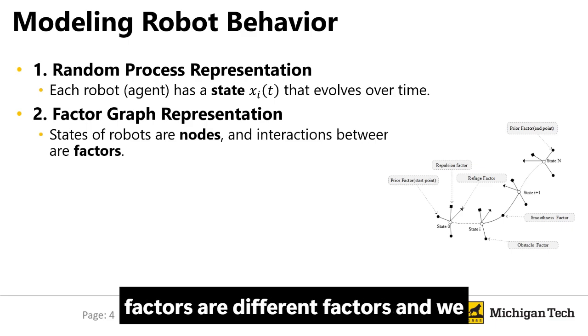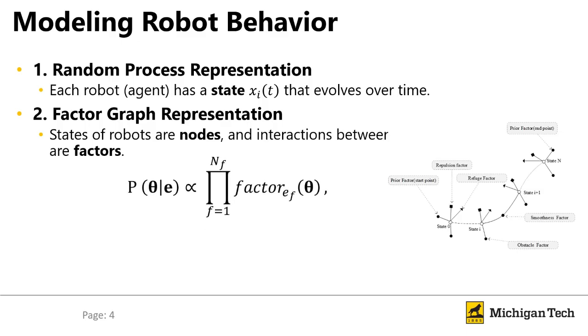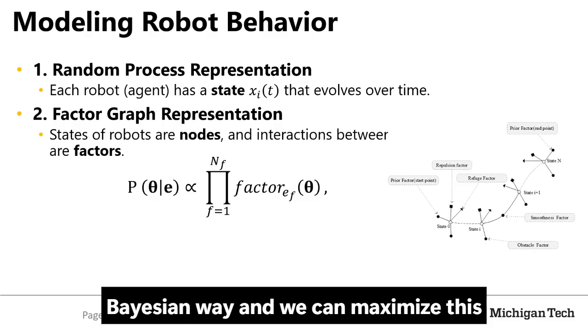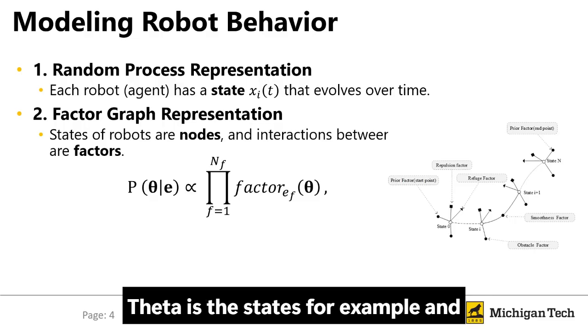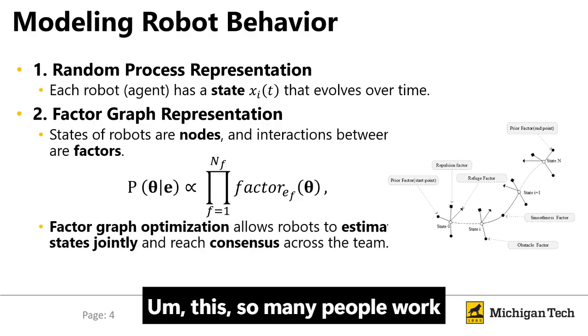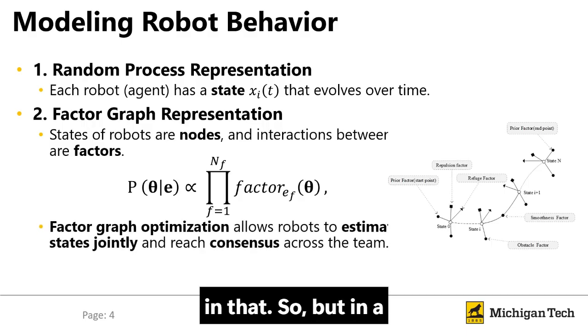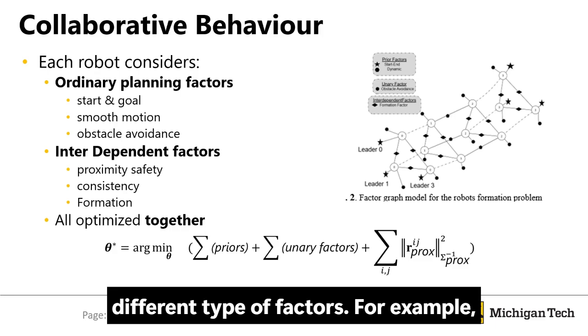Those are different factors, and we can bring all of them together in a Bayesian way and maximize this probability. So we do inference to find theta, which is the states, for example, and E is the events. Many people work on that. But in a collaborative way, we actually have two different types of factors.